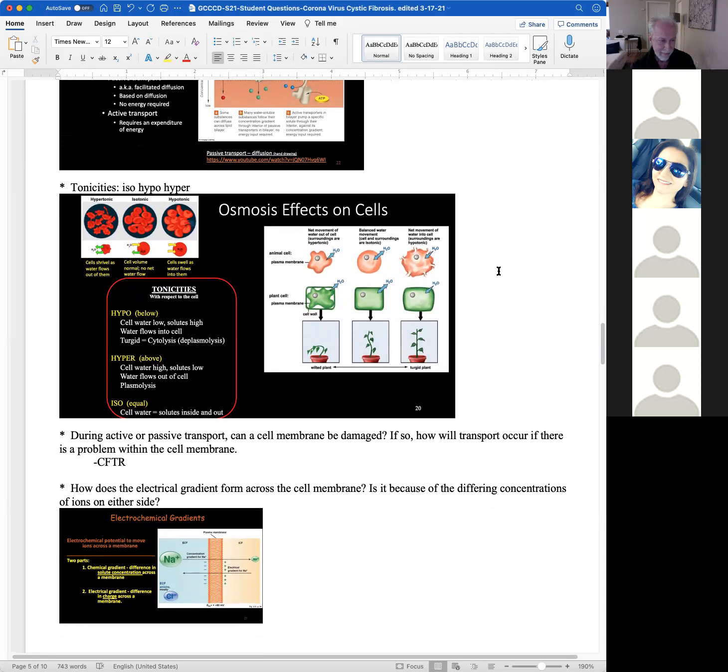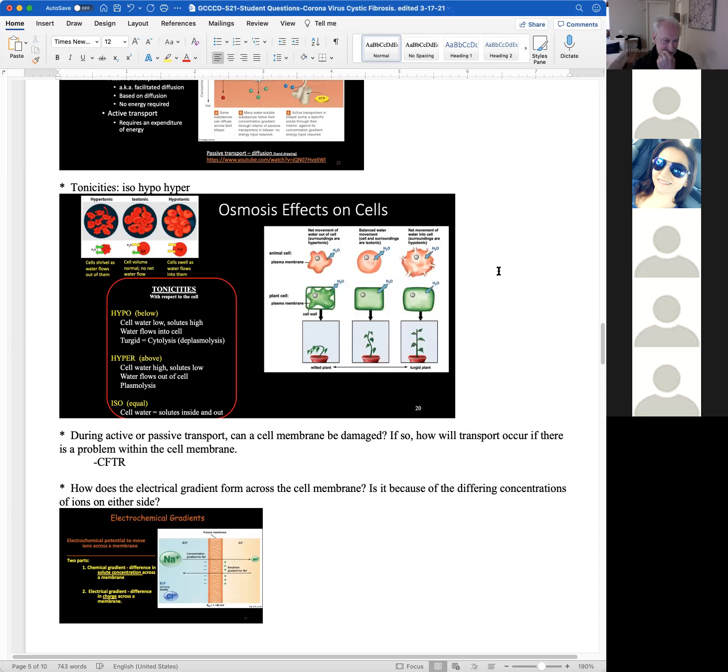So when you think about these problems, you need to understand what they're asking about. When they ask you about osmosis, they only want to know about water and what water is doing. When they ask you about tonicity, they only want to know about solute and what solute is doing. So you need to keep those two things apart and separate from one another.